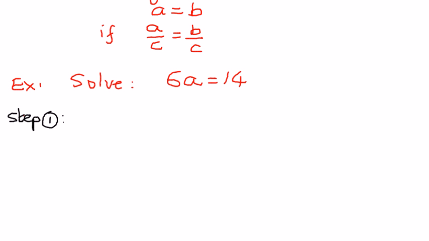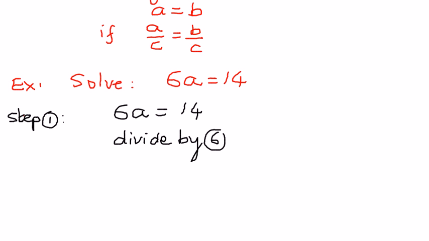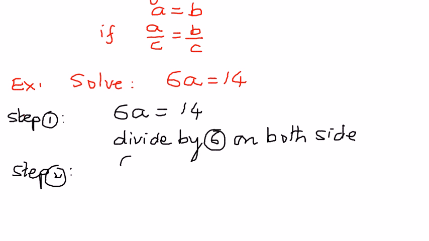Step number 1, we want to find the value of a, and the value which is associated with a is 6. So 6 times a. So if I were to write it like this, 6a is equal to 14. We want to divide by 6 on both sides, and when we do that, this is what is going to happen. Step 2, 6a divided by 6 is equal to 14 divided by 6.